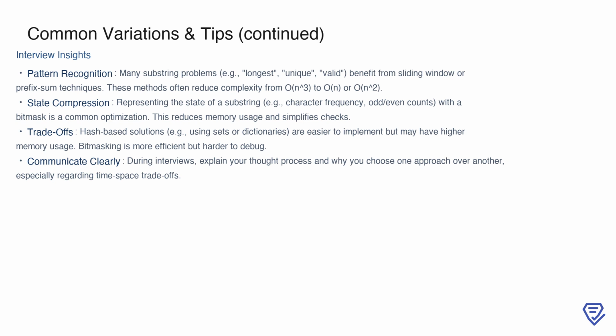However, it's important to consider trade-offs. While hash-based solutions, like using dictionaries or sets, are generally easier to implement, they can consume more memory. On the other hand, bitmasking is highly efficient but may be harder to debug. In interviews, it's critical to explain your thought process clearly, including why you've chosen one approach over another, especially when balancing time and space complexity.